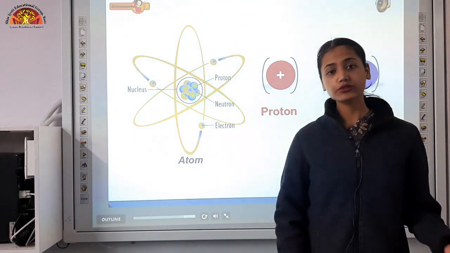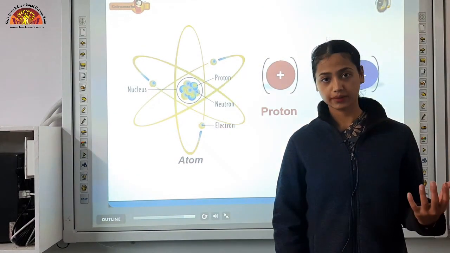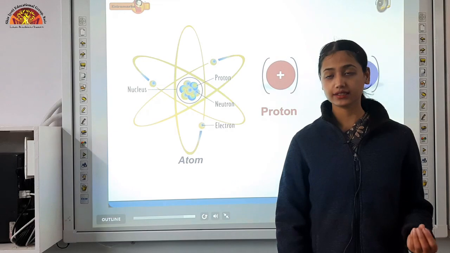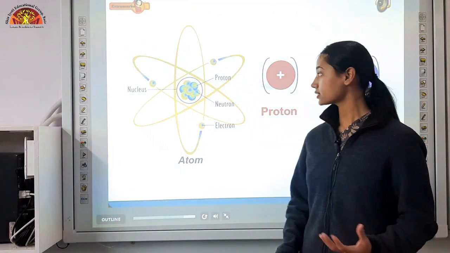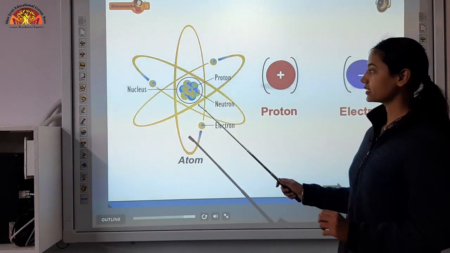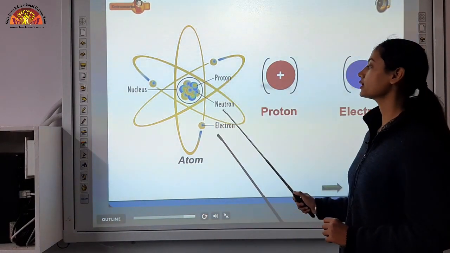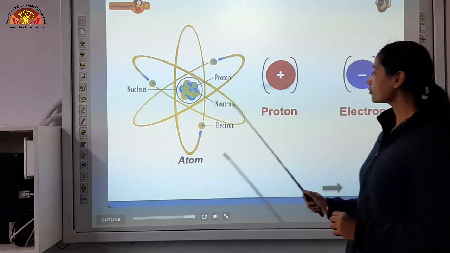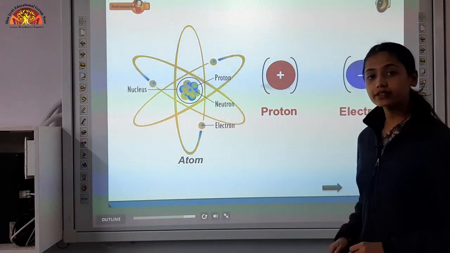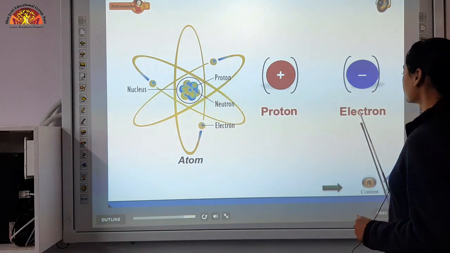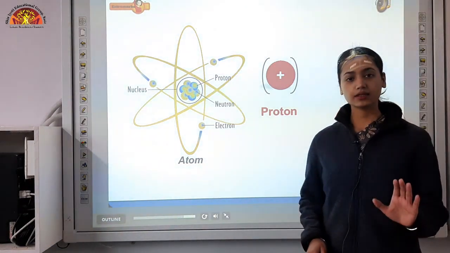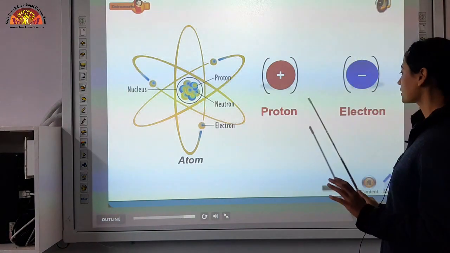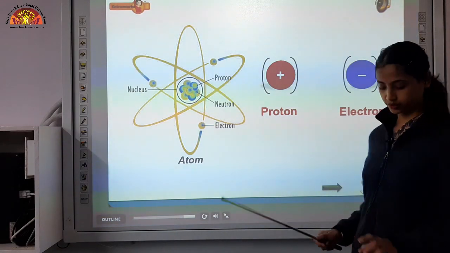You know that the universe is made up of matter, and the smallest unit of matter is the atom. In an atom there are protons, neutrons and electrons, out of which the proton is a positively charged particle, whereas the electron is a negatively charged particle. So in a stable atom, the number of protons is equal to the number of electrons.